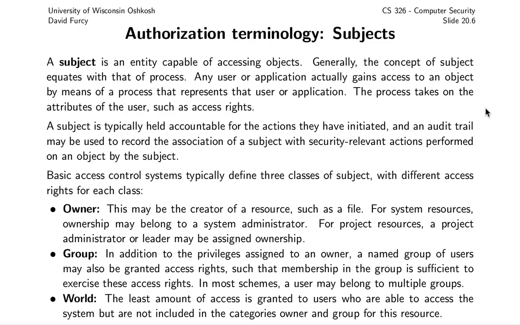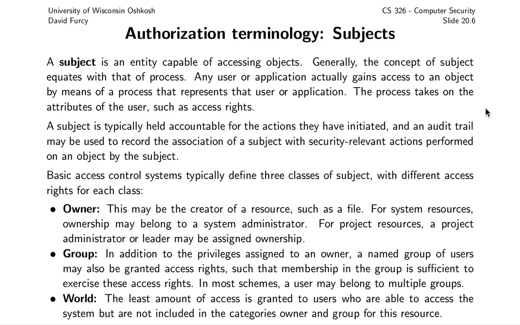So, membership in the group is the crucial factor that decides whether you can access a resource or not, as opposed to whether you're the owner of the resource or not. And finally, there is a third category of subject called the world, or the outside world. This is everybody else, everybody who's not either an owner of the resource or belongs to a group that has access to that resource.